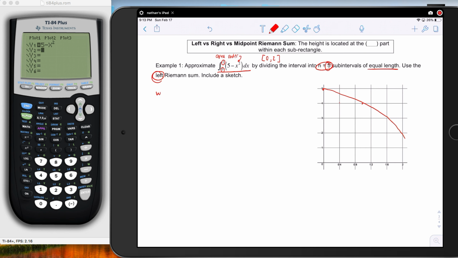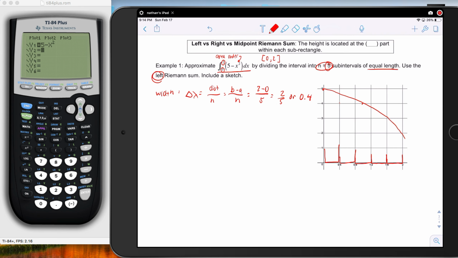But why don't we actually calculate it using what we just learned above. We know that the width, or delta x, is going to equal the distance between the endpoints over the number of intervals, or we can say b minus a over n. And it's going to be 2 minus 0 over 5, which is 2/5, or 0.4. So each rectangle is going to have a width of 0.4. That's pretty convenient that this graph is already given to us that way.